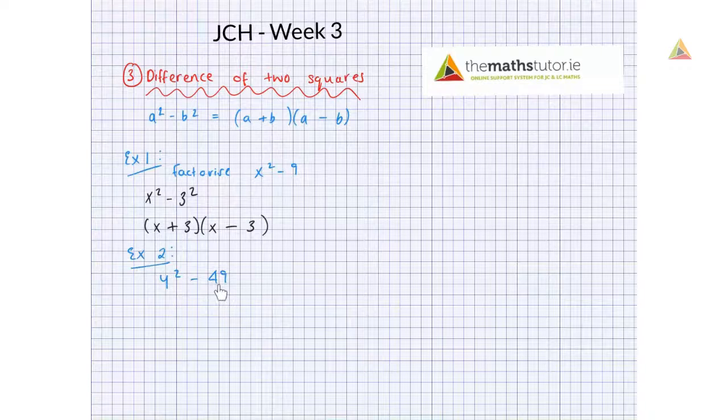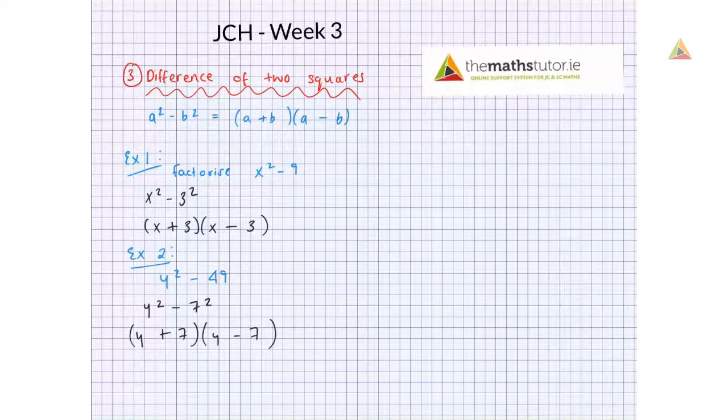Now you should recognise that 49, the root of 49 gives you 7. Okay, so I'm going to rewrite that. It's going to be y squared take away 7 squared. So now we can apply our rules. So open up your brackets, y in the first, y in the second, 7 in the first, 7 in the second, plus with one, minus with the other.